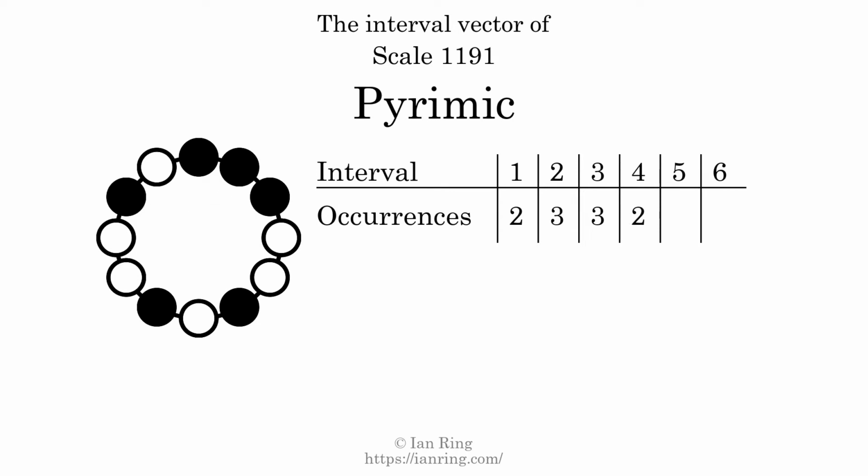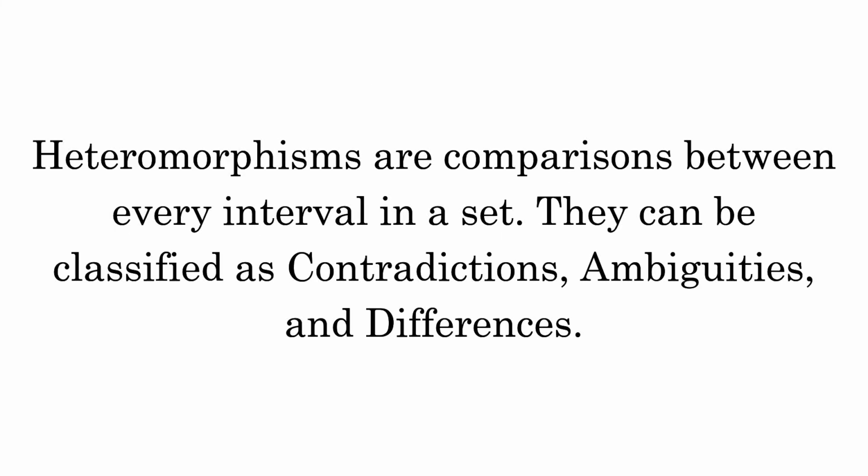There are 2 intervals with the size of 4 semitones. They are here, and here. There are 4 intervals with the size of 5 semitones. They are here, here, here, and here. There is 1 interval with a size of 6 semitones. It is here. Each interval does not appear in this scale a unique number of times, so this is not a deep scale.